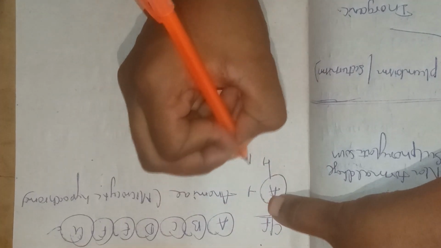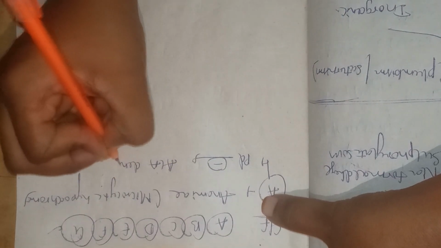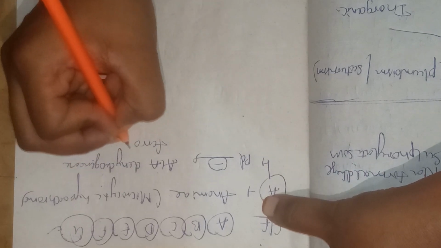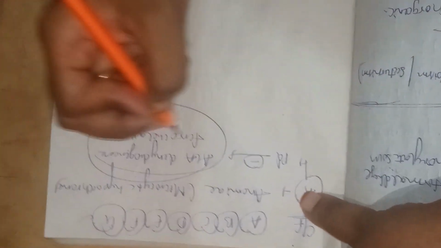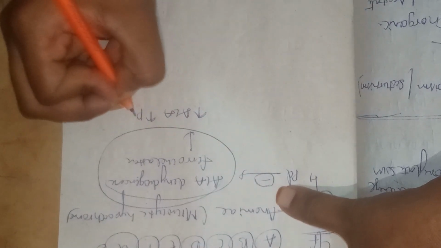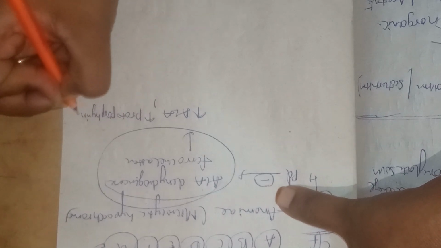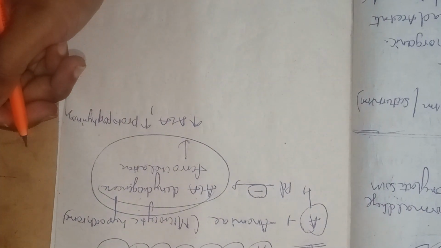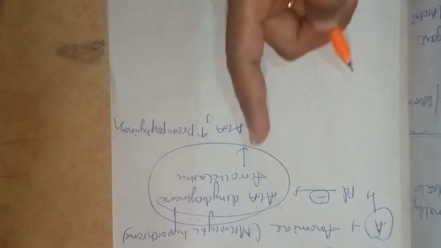Lead inhibits ALA dehydrogenase and ferrochelatase. Because of the inhibition of these two enzymes, there is an increase in ALA and protoporphyrin. This is the anemia. A means anemia.